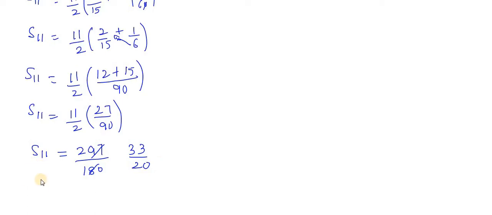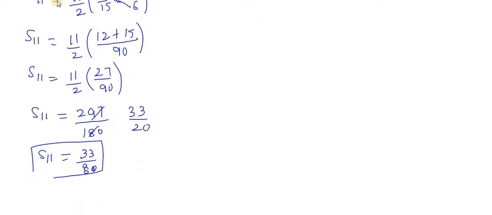Why? Because both numbers are divisible by the same number. Which number is that? Is it 9? Let's try with 9. 9 into 33 is 297, and 9 into 20 is 180. So therefore our answer is 33 by 20.